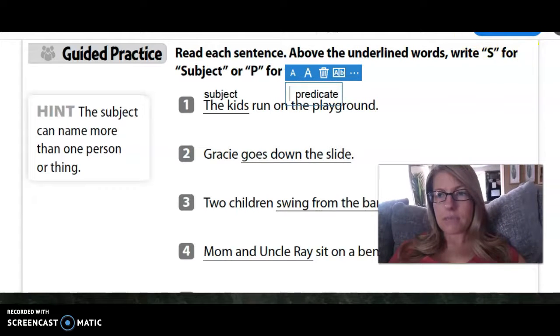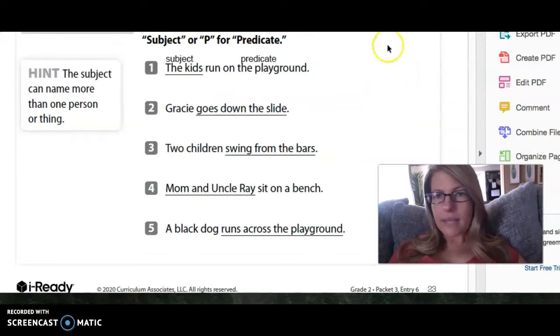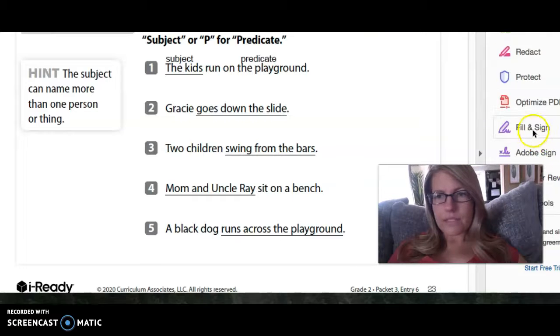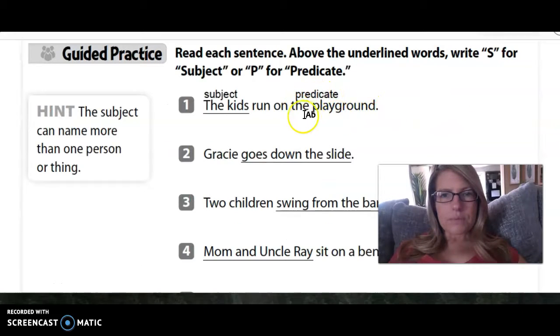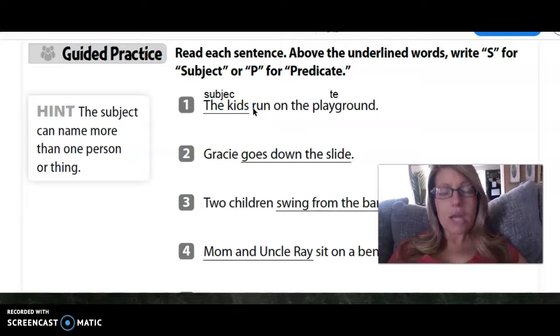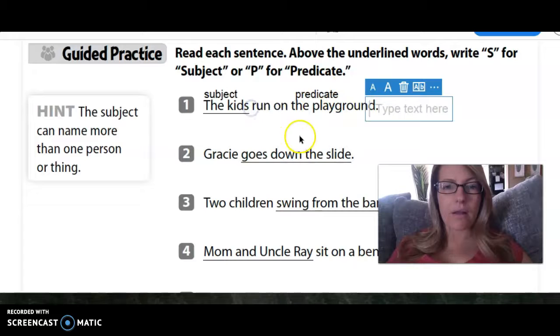Okay, and just to make that pop out, I'm going to see if it will let me highlight. Maybe not. That's okay. We know that this right here, run on the playground, is telling what the kids are doing, so that is our predicate. Run on the playground. All right, sentence number 2.